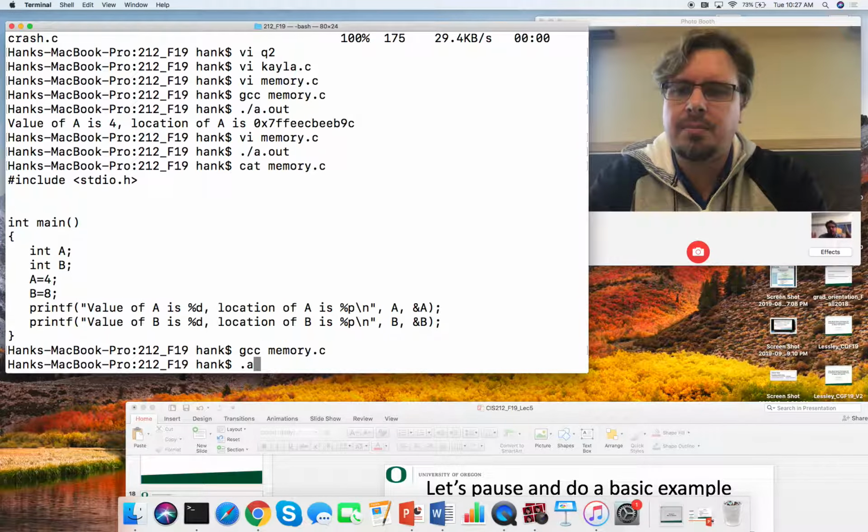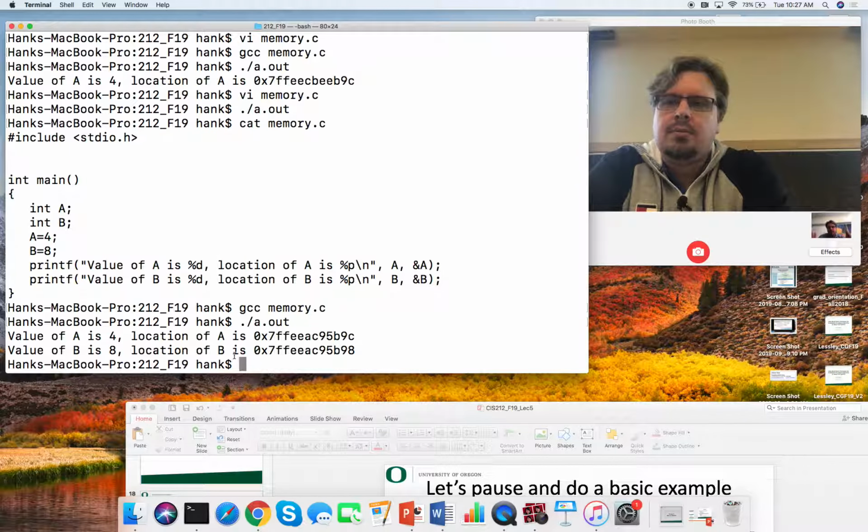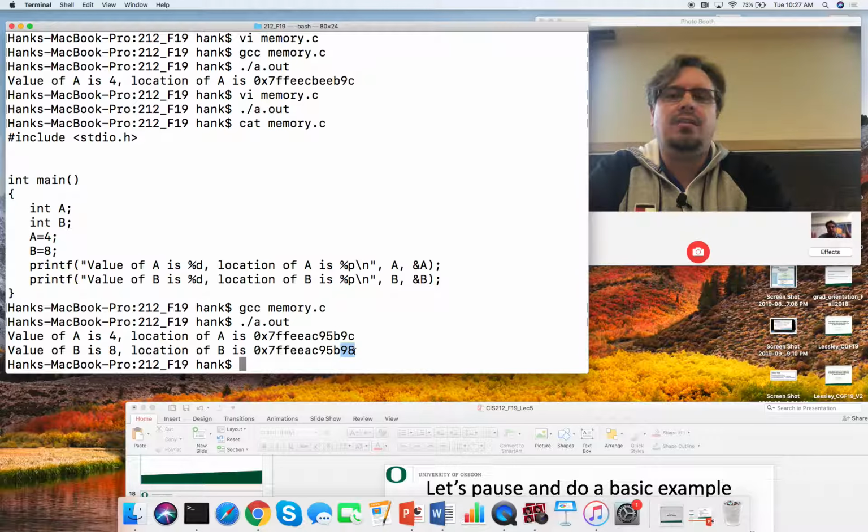So now, if we run it, we see that A is 4, B is 8. The location of A is this monster. I'm just going to focus on the last two, 9C. B is all the same stuff, but then 98. And so one thing that we know is in terms of the memory addresses, it's actually counting down.